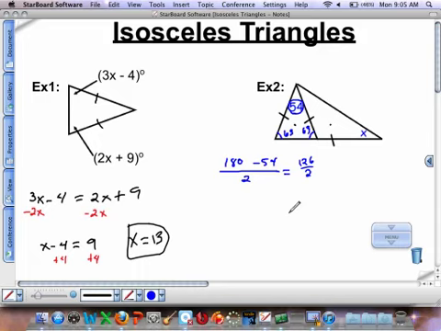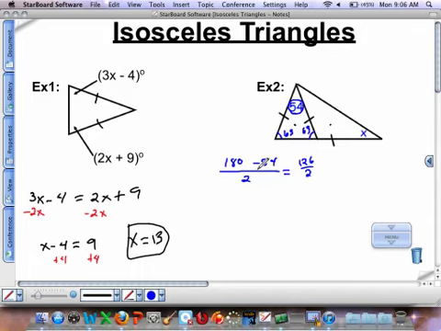Cheyenne, why do you subtract it by 54? Because remember the sum of the angles for any triangle is 180. Is the 54 like an angle? Like is it the top angle? 54 would be the vertex angle of that isosceles triangle. So if I have the vertex angle and I want my base angle, you're always going to subtract the vertex and then divide it by 2. And that'll give you your base angle.